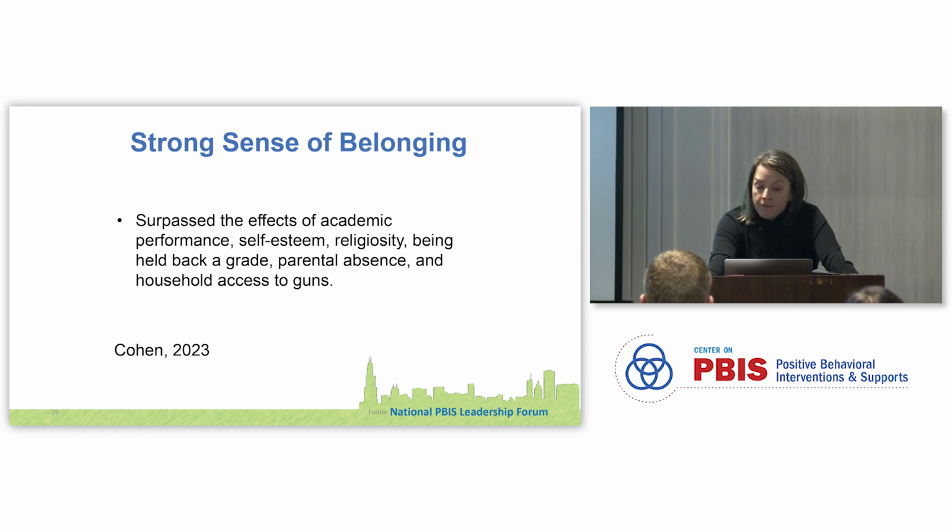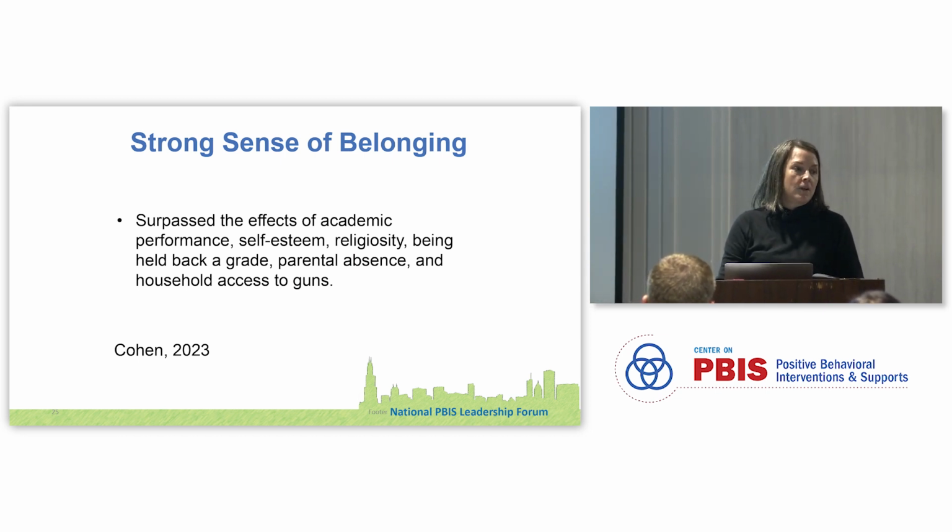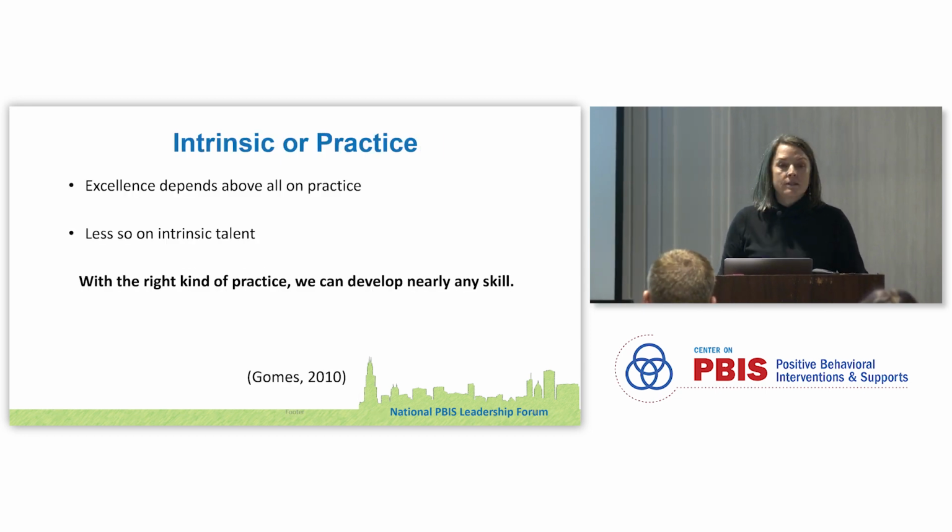So the belonging effect surpassed the effects of academic performance, self-esteem, religiosity, being held back by a grade, parental absence, household access to guns. A sense of belonging at home and school. We have control over one of those. Many of those risk factors capture our attention because they're visible, but the importance of connection is invisible, right? And yet, there are lots of ways that we can measure that with climate surveys and things that are free, and they don't have to be complicated.